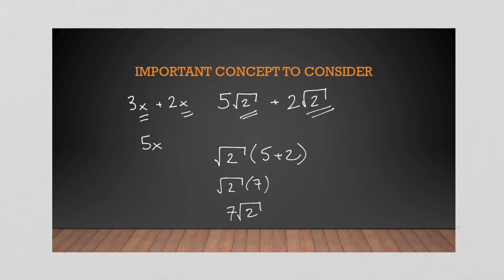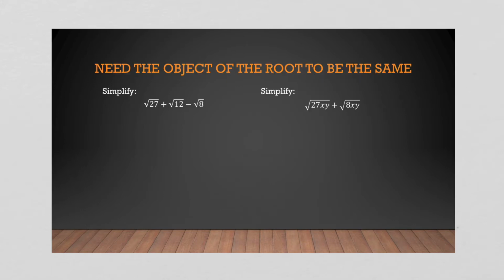So you can group radicals together if they are the same index, so here square root, and the same object in the square. So in this case, a 2 and a 2. If you have that scenario, you can group them together just like we grouped terms like 3x plus 2x. So let's just work through some examples and see how this goes.